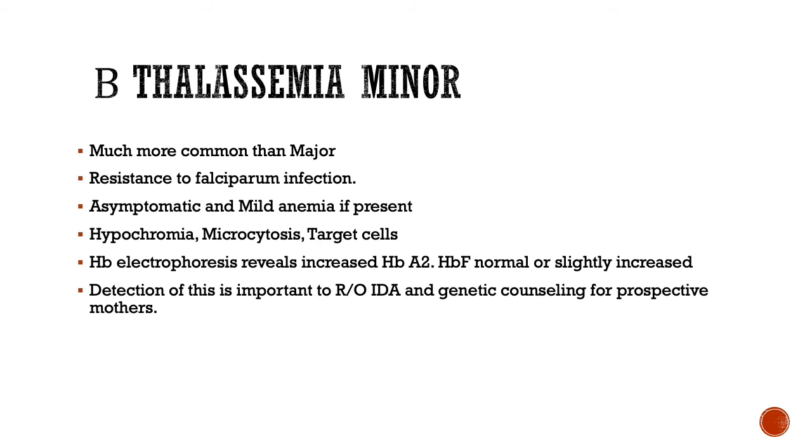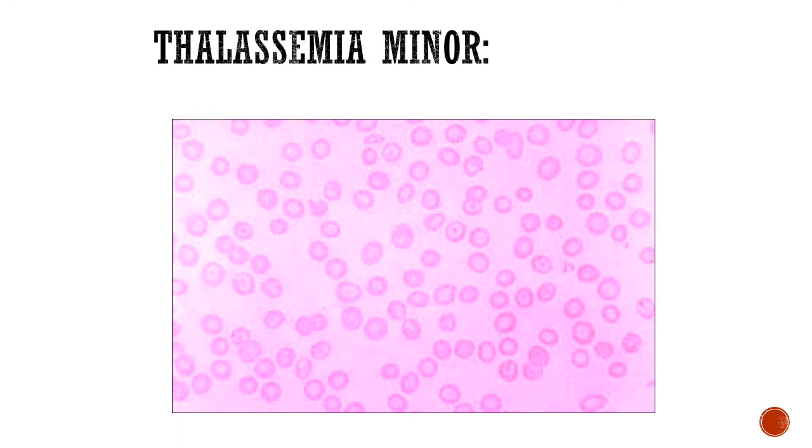Hemoglobin electrophoresis reveals increased adult hemoglobin A2. Fetal hemoglobin is normal or slightly increased. Detection of this is important to rule out iron deficiency anemia, and genetic counseling for the prospective mothers can be done. This is a peripheral smear picture where you can see target cells and microcytic hypochromic RBCs.